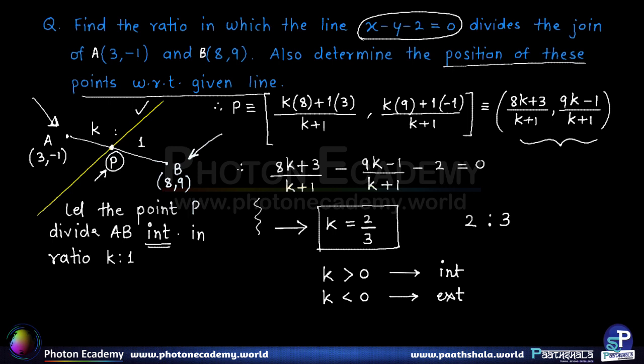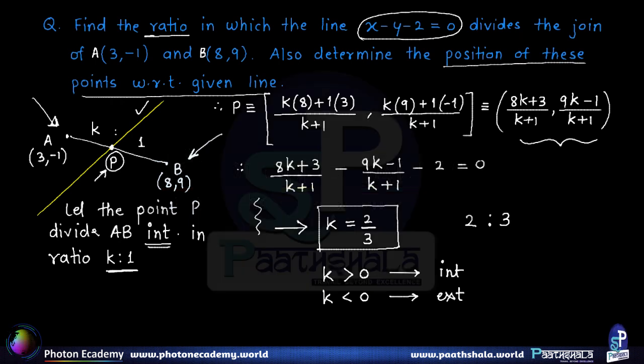The important takeaway is, whenever you have to find the unknown ratio of division of a segment, you always assume it in the beginning as the ratio k is to 1 internally, and then at the end, if k turns out to be positive, then it is really internal division, but if k turns out to be negative, then it means it is the external division. Right? Let's solve one more question.